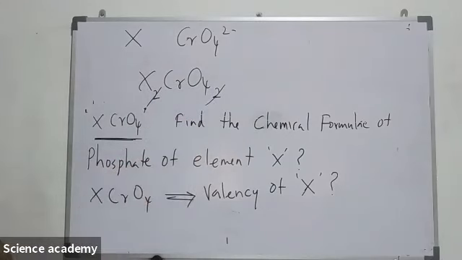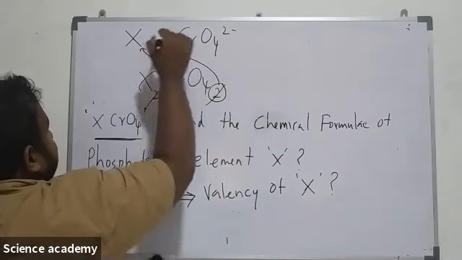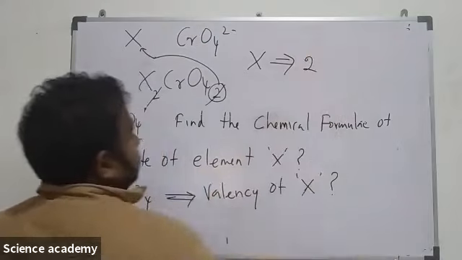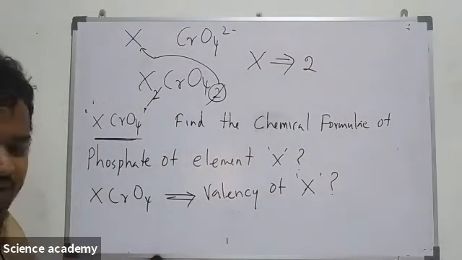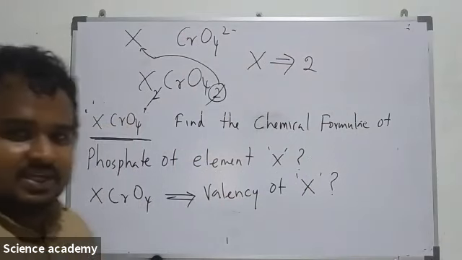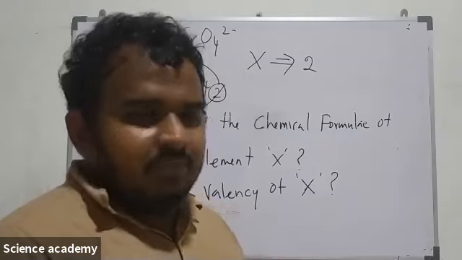So what will be the valency of X then? The valency of X is going to be 2. So that is the data given by the first statement: the valency of X. Did you get the point what I said?